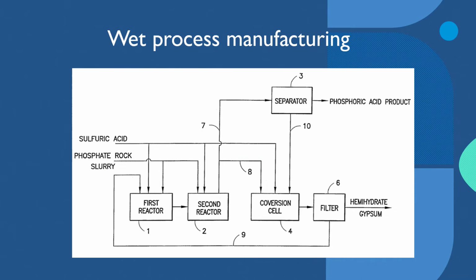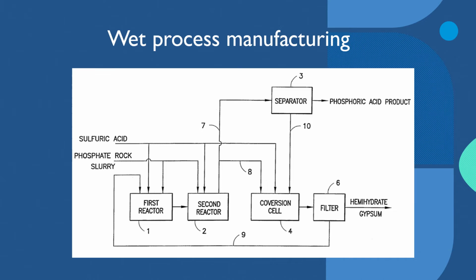So here's the diagram of the process for preparing phosphoric acid. In the first reactor, phosphate rock slurry, sulfuric acid, and recycled low concentration phosphoric acid that comes from the filter are fed to decompose for 2 hours at a controlled temperature of 75 to 85 degrees Celsius.